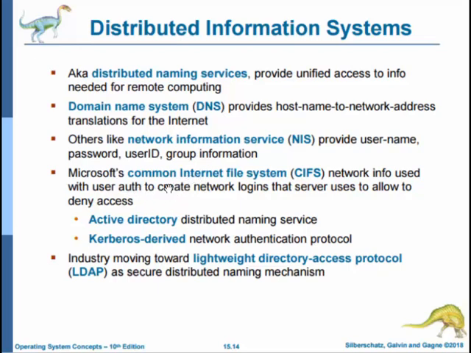And then we have Microsoft's Common Internet File System, or the CIFS, wherein the network information is used in conjunction with user authentication and password. This is used to create a network login that the server uses to decide whether to allow or deny access to a requested file system. For this authentication to be valid, the usernames must match from machine to machine, as with the network file system. Microsoft also uses the Active Directory as a distributed naming structure to provide a single namespace for the users.